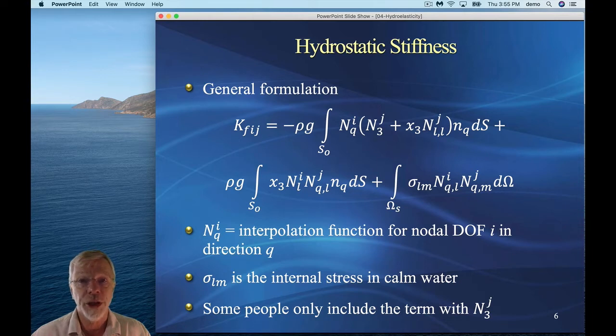The whole equation would, but not this single term. So people that do that use the N3J term for deformational motion, but they calculate the hydrostatic stiffness for rigid body motion in the usual way that you would for a rigid body analysis.